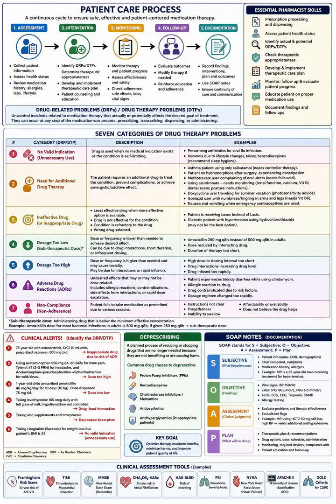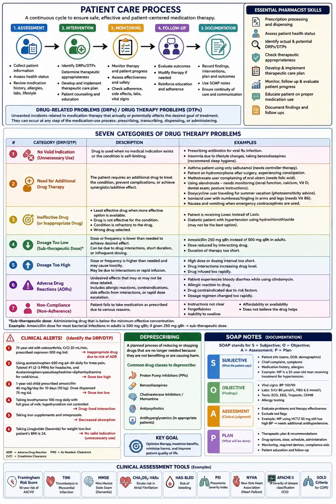Deprescribing. Deprescribing refers to the planned and supervised process of reducing or discontinuing medications that are no longer beneficial or may be causing harm. Common drug classes targeted for deprescribing include proton pump inhibitors, PPIs, benzodiazepines, antipsychotics, and certain anti-hyperglycemic agents.